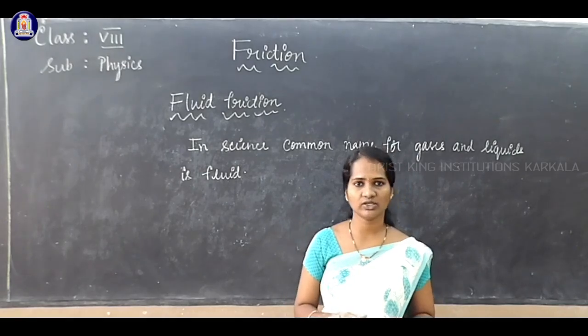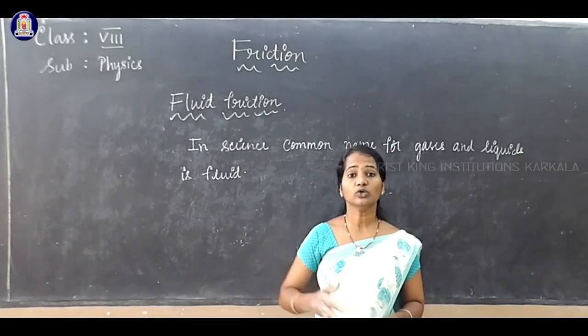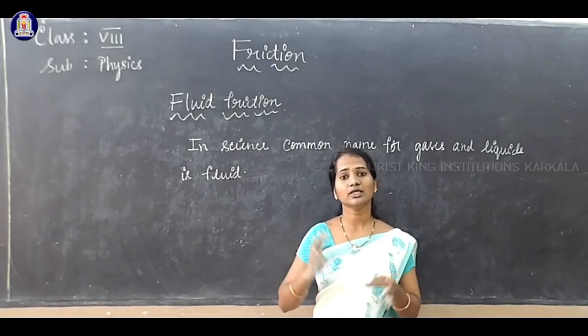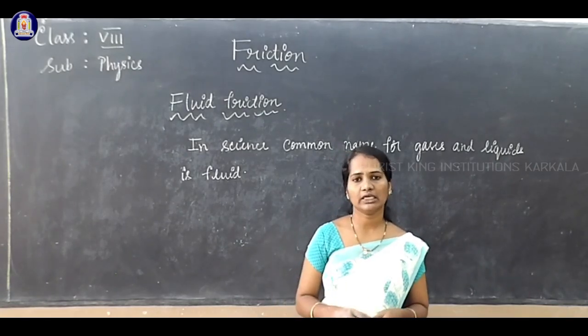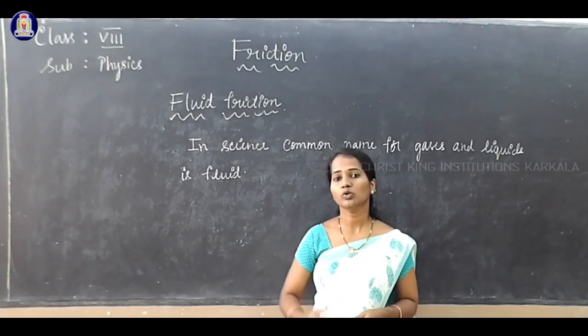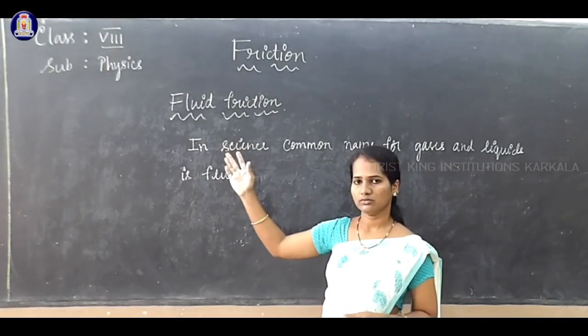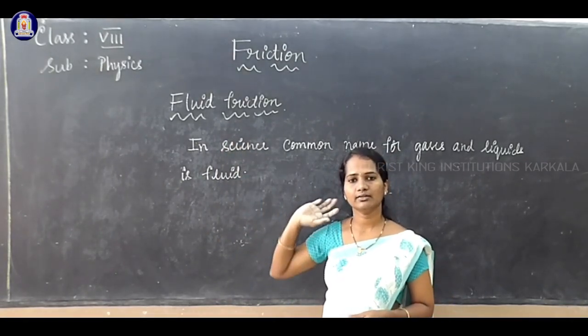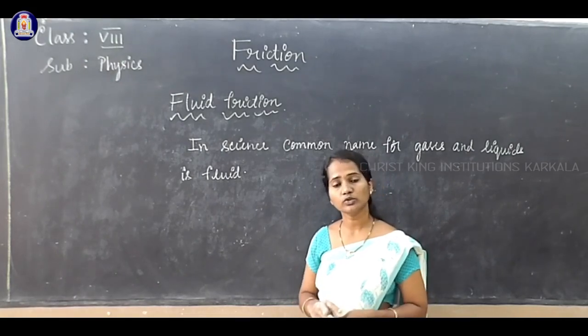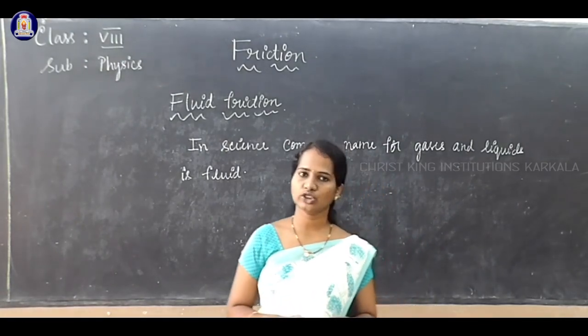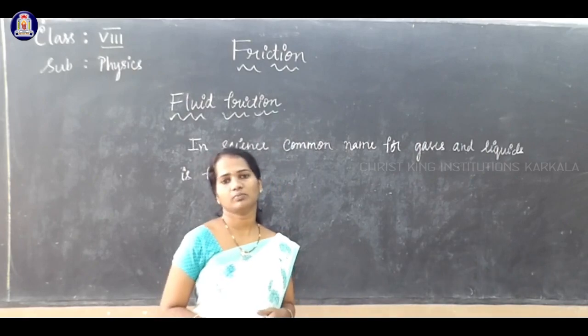To reduce the friction, we are giving a particular shape to the vehicles. It may be vehicles that move on the road, or vehicles that move in the air as well as in the water. So mainly to reduce the friction, we are giving these shapes. These shapes we get from nature.